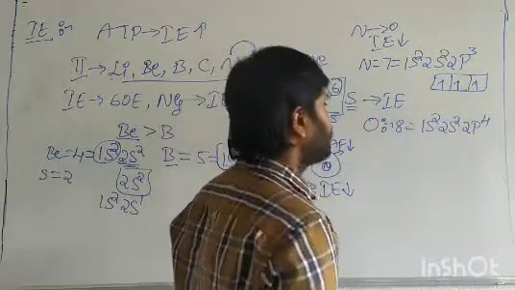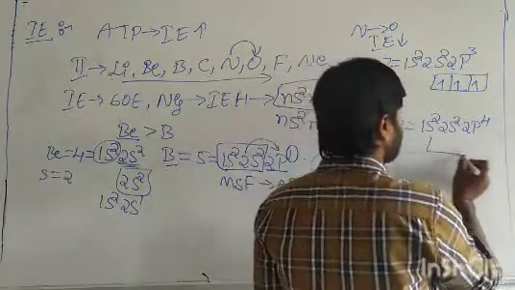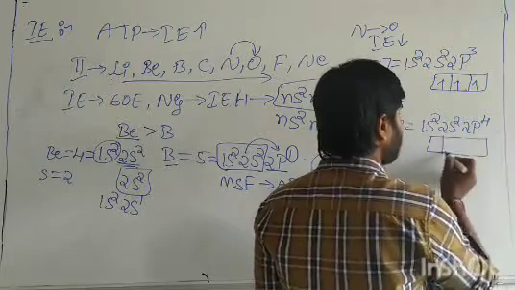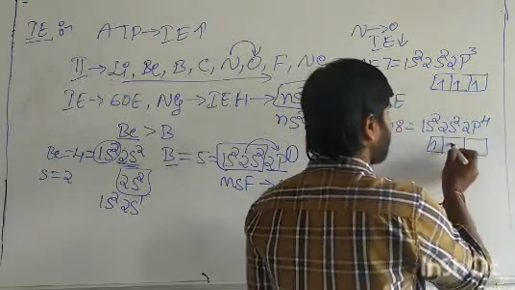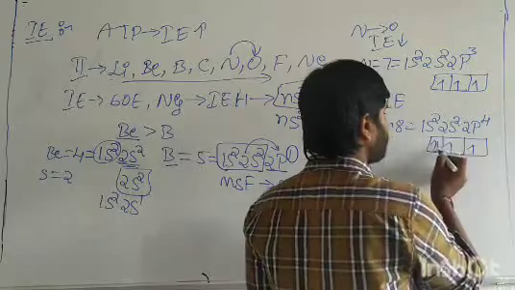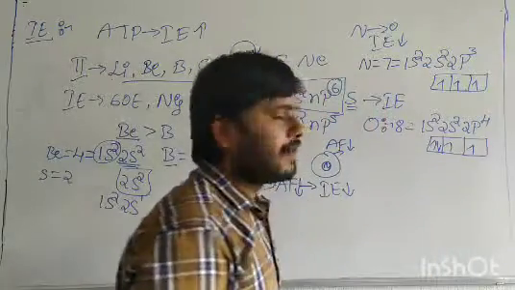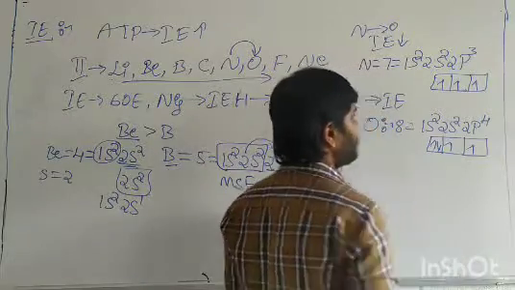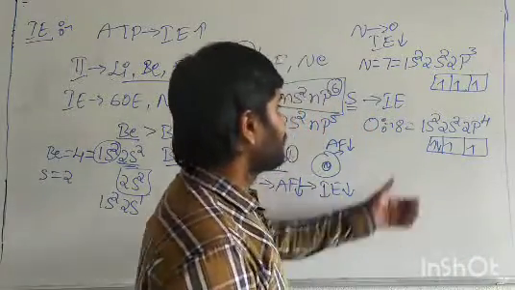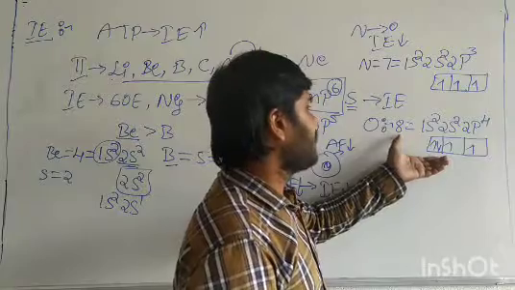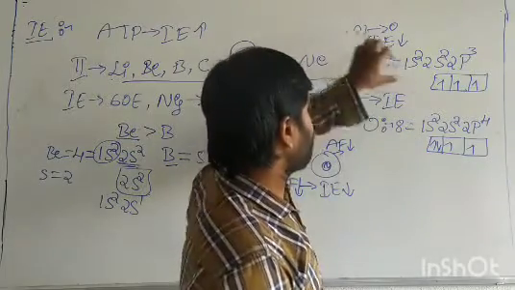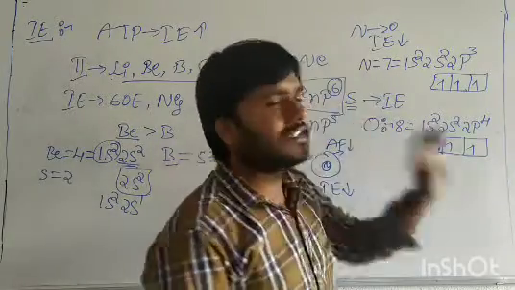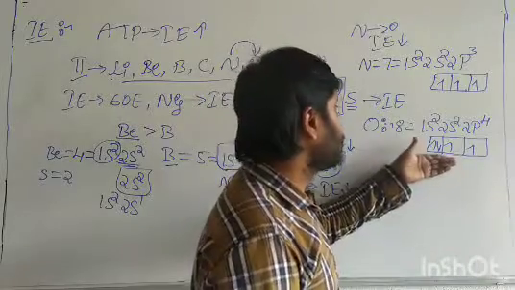2p4. Here, 2p4 means in the 2p orbital we have 3 degenerate orbitals and 1 electron, 2 electrons, 3 electrons, and the 4th electron will go into the first degenerate orbital again. Okay. Here, why does oxygen have lesser ionization enthalpy compared to nitrogen? The reason is the same thing.